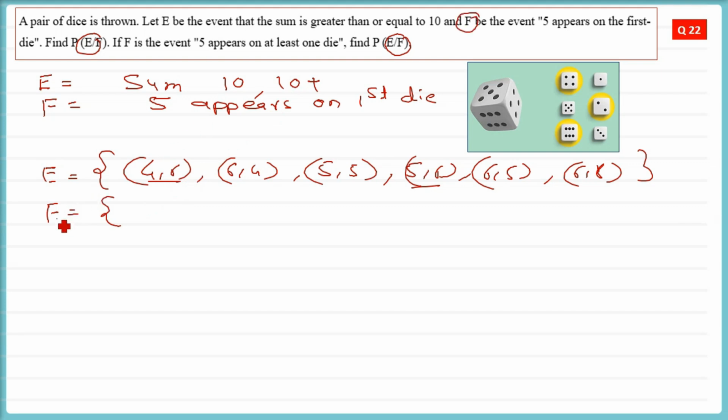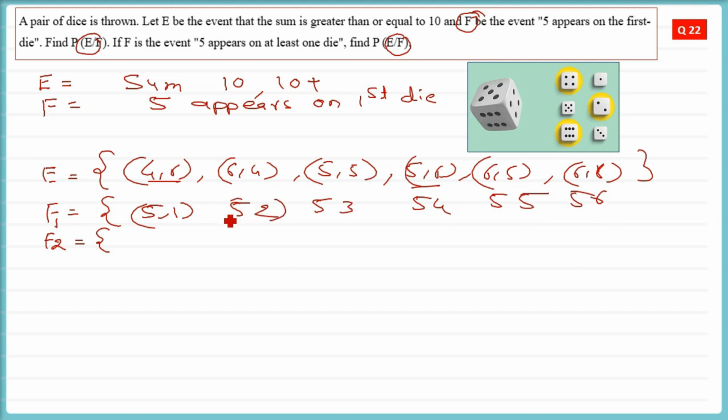So the first F event is 5 appears on the first die. Let's call it F1 and F2 just to differentiate that these two are separate questions and we are dealing with them one by one. So this F1 and F2 I am just renaming to explain to you. First F, that is F1, comes as 5 appears on the first die. So the first number 5 is fixed. The second can be 1 or 2, 3, 4, 5 and 6. So 5-1, 5-2, 5-3, 5-4, 5-5 and 5-6.